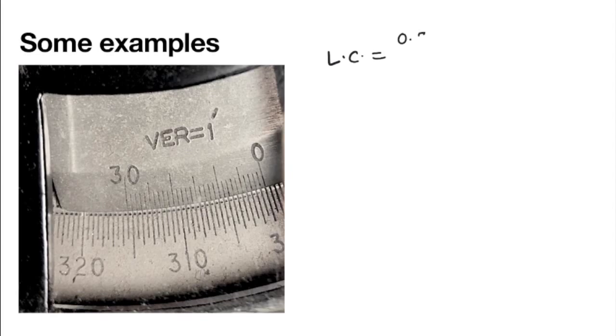So 0.5 degree divided by, there are 30 divisions on the vernier scale, so 30. We can rewrite 0.5 degree as 30 minutes divided by 30. So our least count would be 1 minute. That, if you can see, is already depicted here.